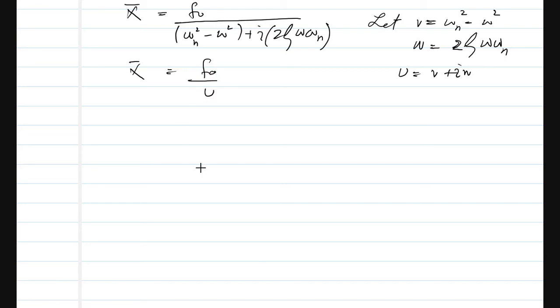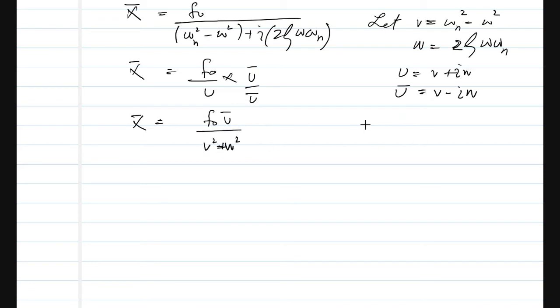Okay, to take this iota from the denominator into the numerator, you have to rationalize by its conjugate. So I have multiplied and divided by its conjugate, u bar, which is nothing but u minus iota w, as you know from previous understanding of complex numbers. So if you solve this, this will become f naught u bar over u into u bar, so this becomes v square plus w square.